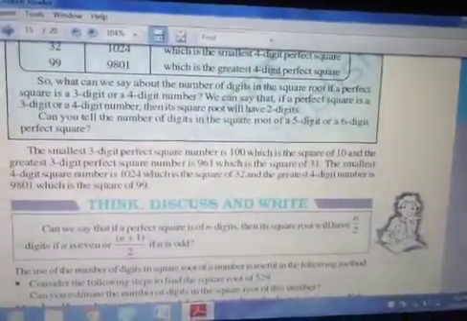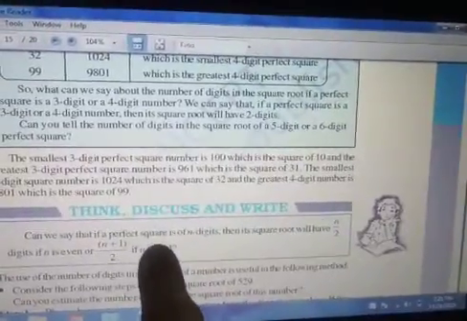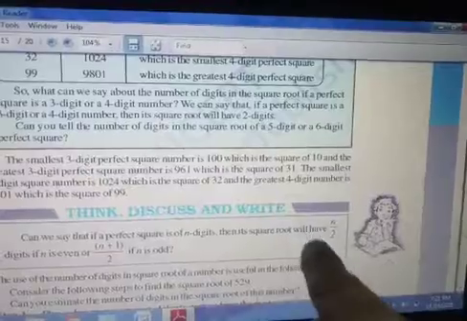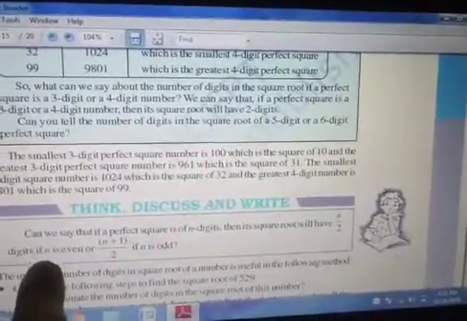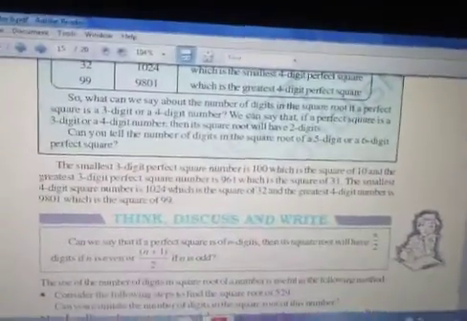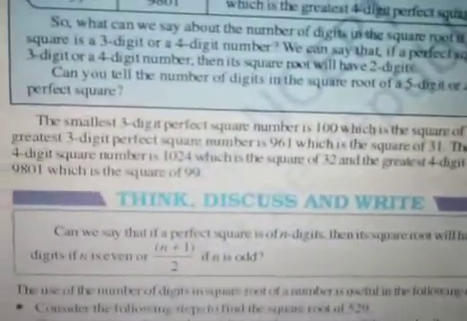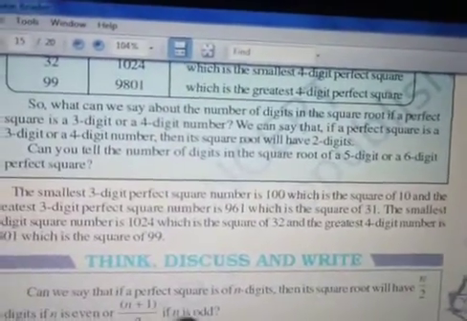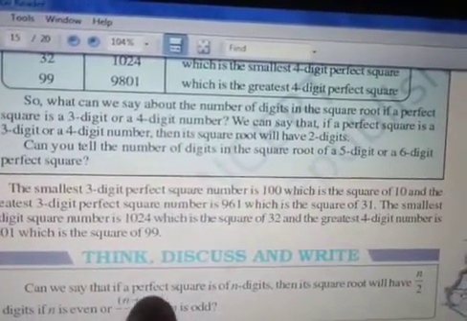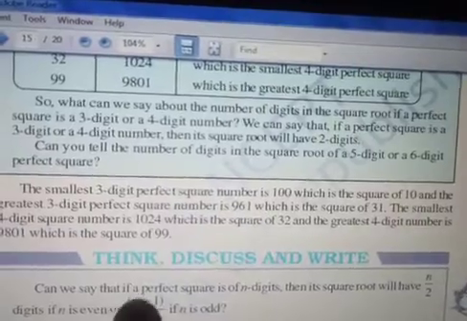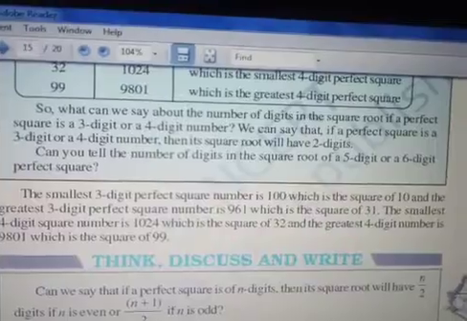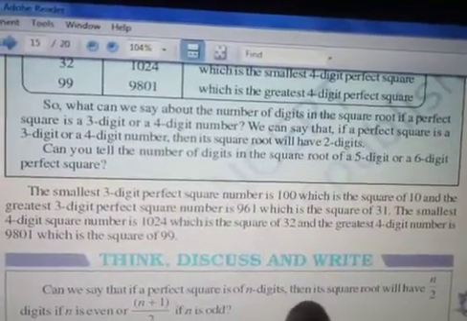Then what is given? Can you say that if the perfect square has n digits, then the square root will have n by 2 digits if n is even. For example, if you have a 3-digit number, 3 is odd, right? If it is odd, then (n plus 1) by 2, which means (3 plus 1) by 2, 4 by 2, 2. So the square root will have 2 digits.